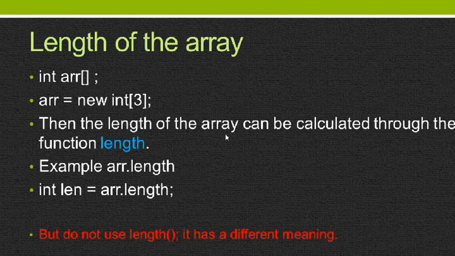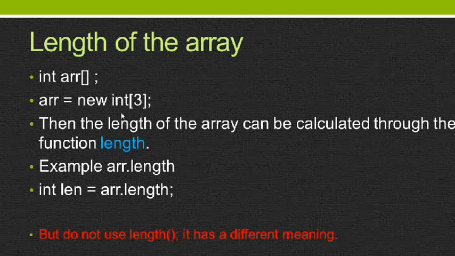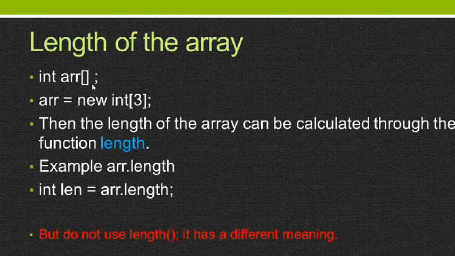Then the length of the array, as we have discussed in my previous slide, is now fixed. After defining array equals new int 3, the length is fixed. Now we can calculate the length of the array, or we may see the length of the array. And how is it? The length of the array can be calculated through the length field. Example, arr dot length.